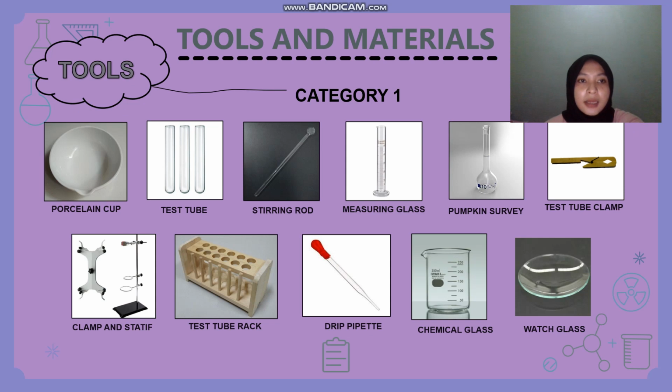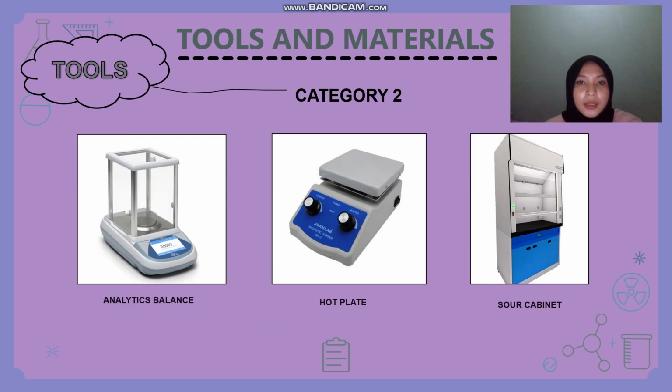Tools and materials. Tools category 1: porcelain cup, test tube, stirring rod, measuring glass, volumetric flask, test tube clamp and stative, test tube rack, drop pipette, chemical glass, watch glass. Category 2: analytic balance, hot plate, shower cabinet.